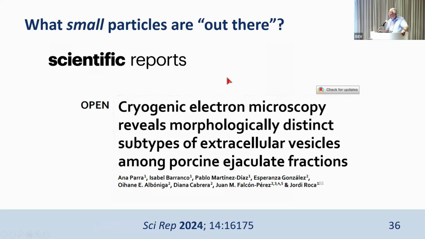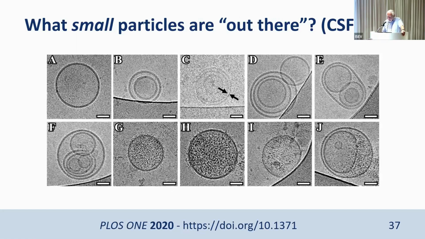Now, if I ask the question what small particles are out there, a number of studies have been published during the last 3-4 years, very interesting, where they looked with cryo-electron microscopy in different fluids, also body fluids, at what types of particles are there. One of the papers showed beautiful pictures, this is from human cerebrospinal fluid. You see all sorts of different particles in CSF. You see filled particles with a single membrane, but you see particles with a double membrane, even particles with 3 membranes. Are these all vesicles or not? Particles in particles, etc., etc.